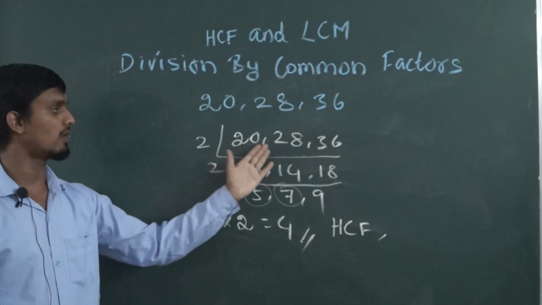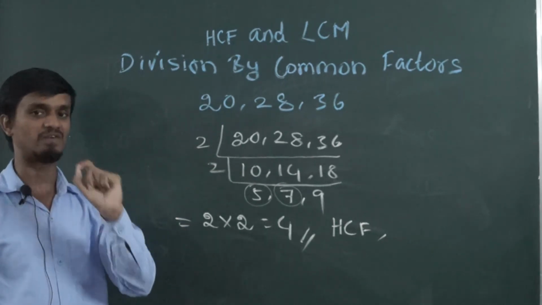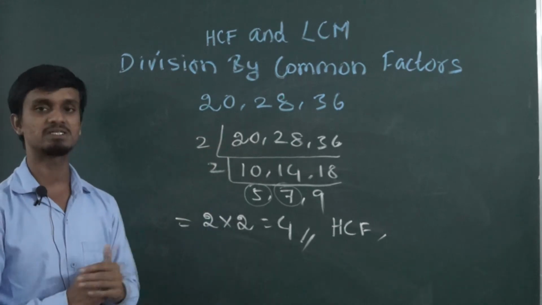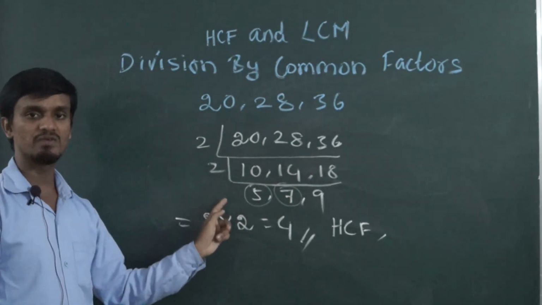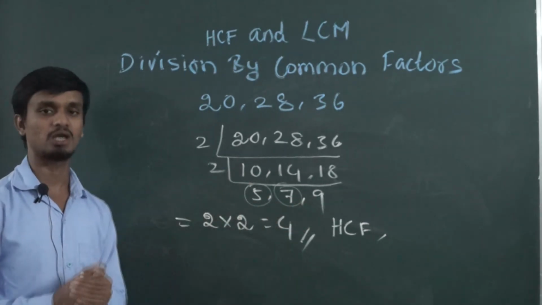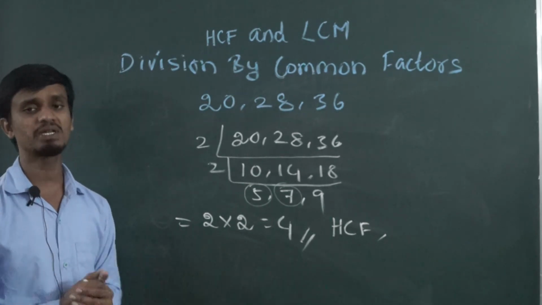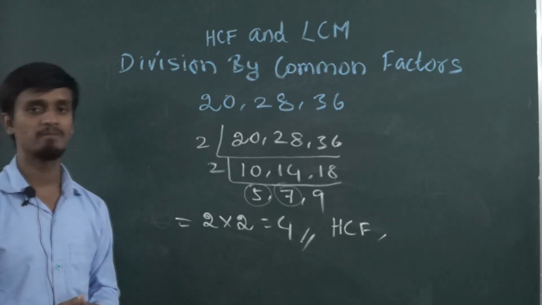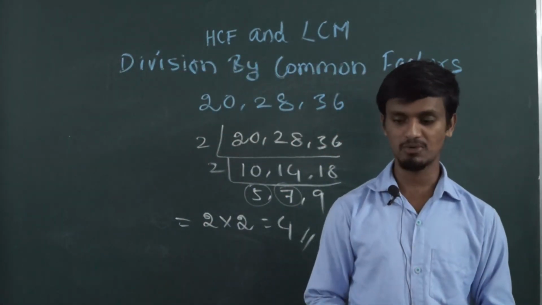First you list out all these three numbers. Then you divide with a common divisible factor. Which one can divide all three numbers? 2, because all numbers are even. So go with 2: 10, 14, 18. Again you go with 2: 5, 7, 9. 5 and 7 are prime numbers, so hereafter you cannot go. So 2 into 2 is equal to 4. 4 is the HCF of the given numbers. That is how simple it is. Okay, one more example also we will see.